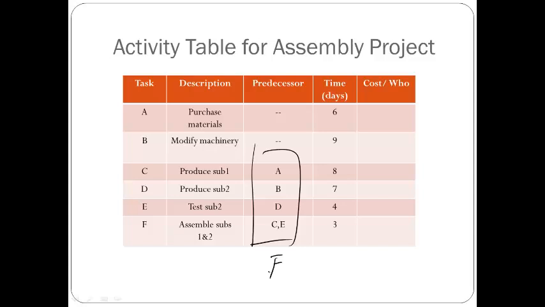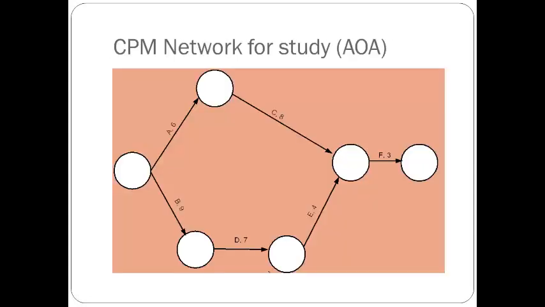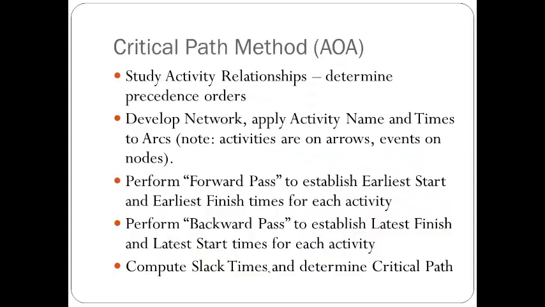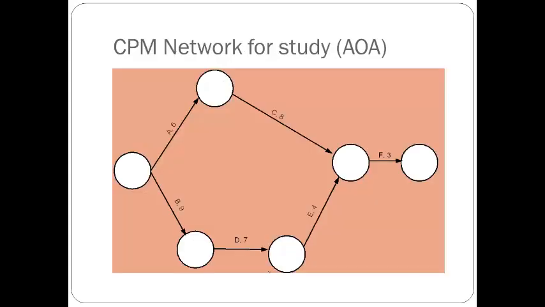Or we can number them now. 1, 2, 3, 4, 5, 6. So that's a simple network. And then from this network, we're going to find the critical path. The critical path studies the activity relationships determining the precedence of others. So we first develop the network like this, and then we put the activity time on it, and then we'll find out how long this project takes.